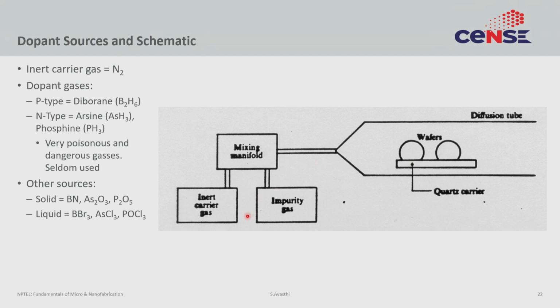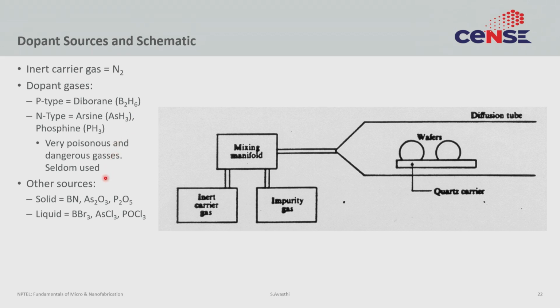Then you flow some gas, and that gas hopefully has the dopant source, right? So, what is the source of boron? A common one is diborane. You can have arsine, phosphine. Unfortunately, these hydrides tend to be very poisonous and dangerous, so often not used in practical commercial applications.